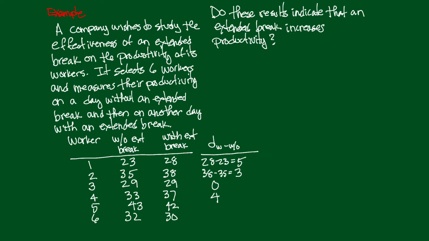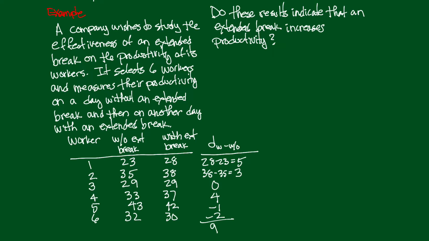And then 42 minus 43, well, that's a negative 1. And then 30 minus 32, from here, that is a negative 2, all right? And if we add these up, 5 and 3 is 8, 12, 11, 9. So if I add up the differences, I get 9.